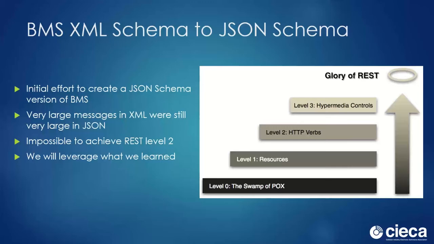We also found that large messages in XML are still large messages in JSON. And the size of some of these messages actually prevented us from ever realizing level 2 on the Richardson maturity model, which is what you see in the graph here. Richardson level 2 involves using HTTP verbs correctly, without getting into too much detail. Some of those verbs limit the size of the messages that can be used. As a result, CIECA is reviewing all messages as part of this new initiative. Much of the work that has been done to convert XML schema into JSON schema will be leveraged in the next logical step forward, which is OpenAPI. Next slide, please.